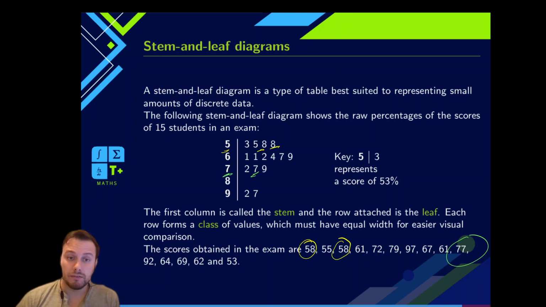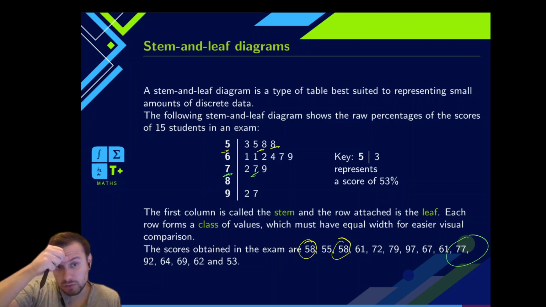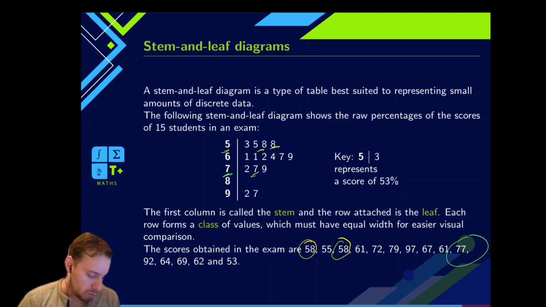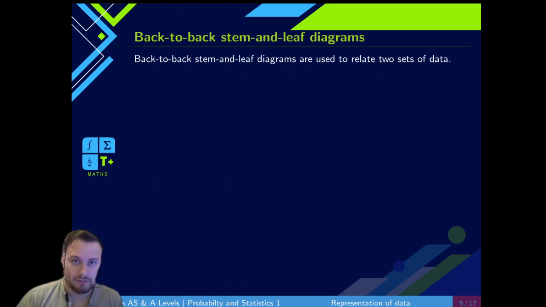So this is the first diagram we're going to see, and then we can enhance this, we can expand it into what we call a back-to-back stem and leaf diagram, which we use when we're going to relate two sets of data. We're going to compare two sets of comparable data, right? We're not going to compare percentages and then, I don't know, heights. That has nothing to do with each other. But when we have two sets of data we can compare, we can use this back-to-back stem and leaf diagram.